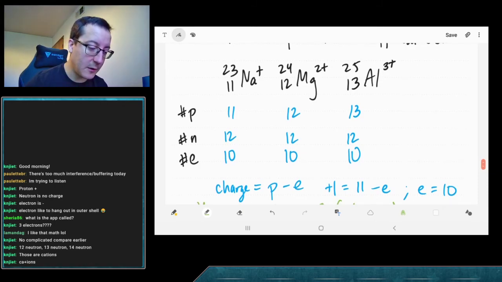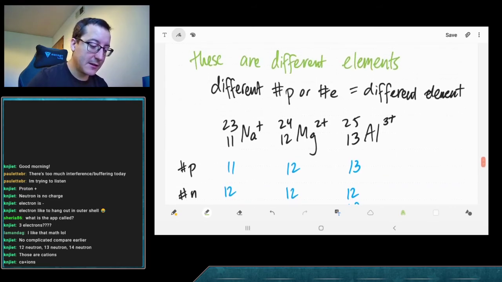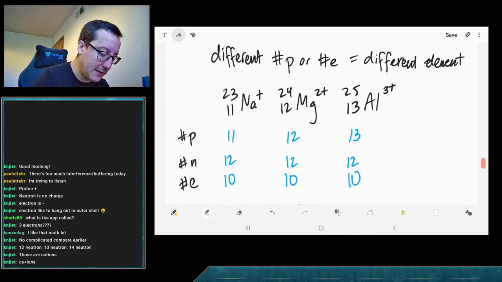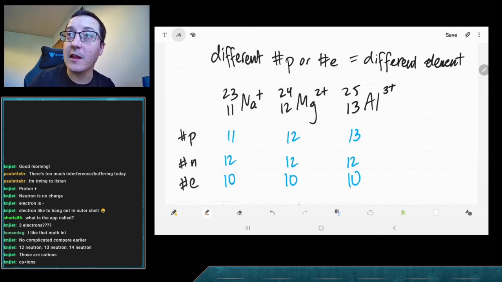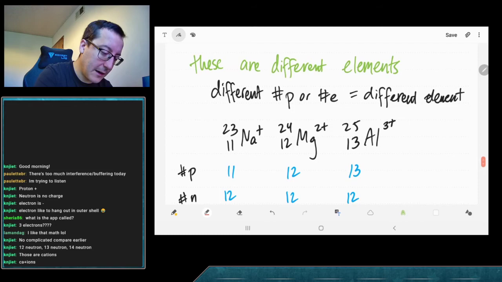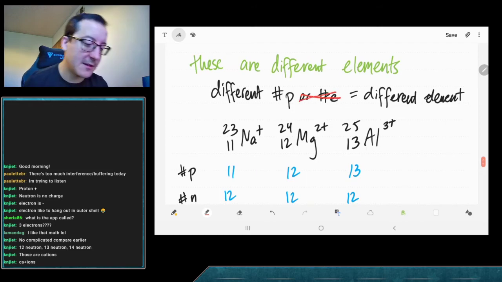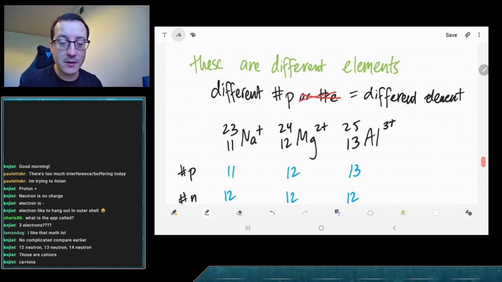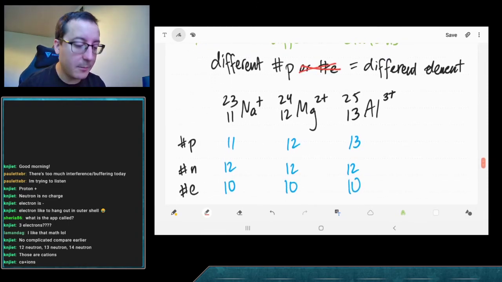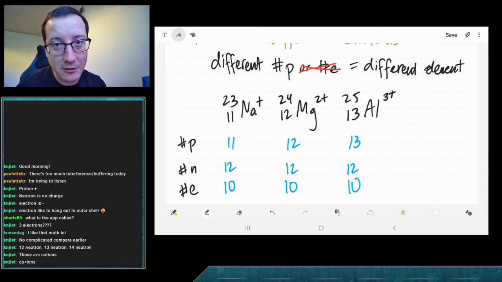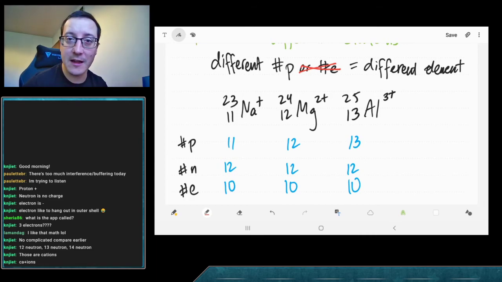However, they're also all different elements. So that tells us even though these guys all had 10 electrons, the same number of electrons, they're still different elements. And so we're going to define elements as just the number of protons. Every single sodium atom will have 11 protons. It does not matter how many electrons or how many neutrons it has. Sodium is defined as having 11 protons.